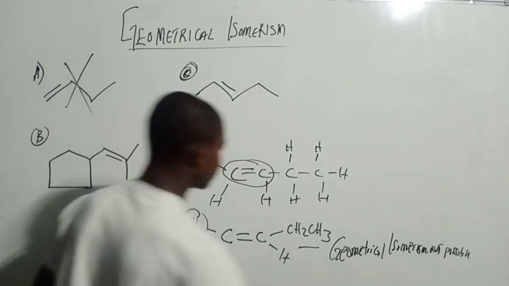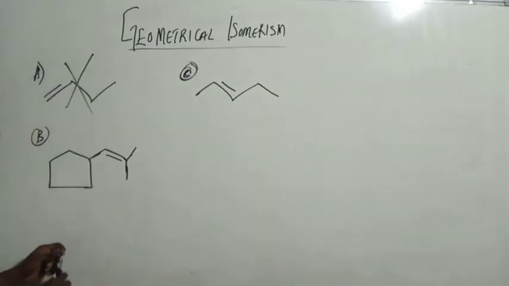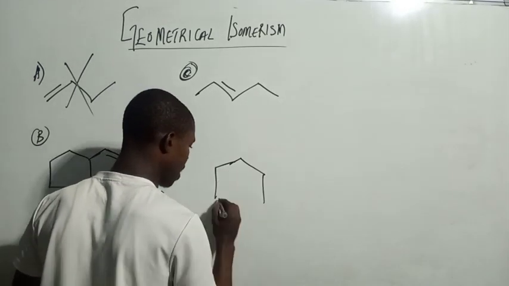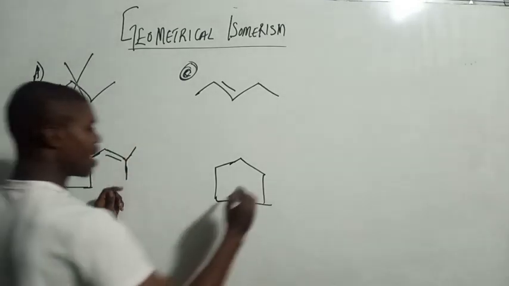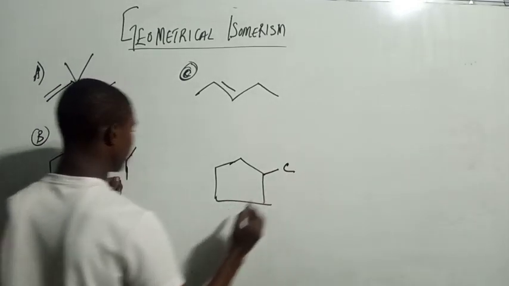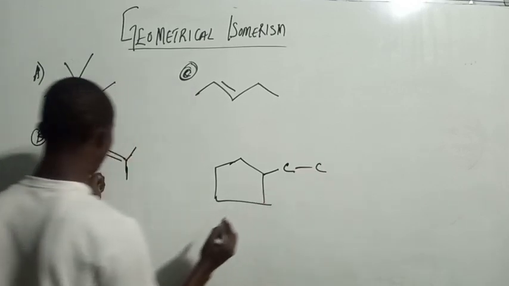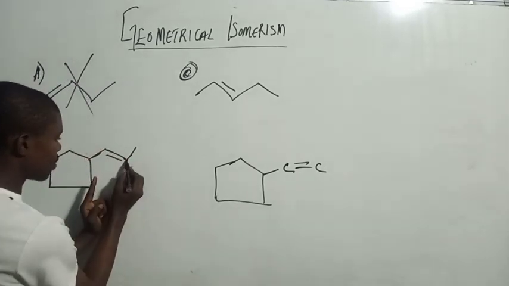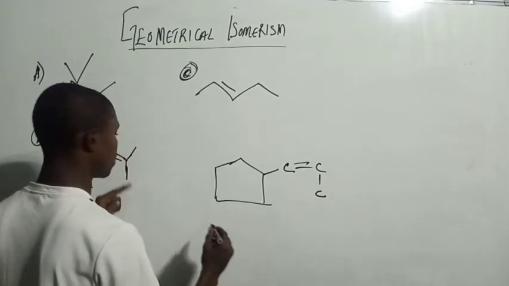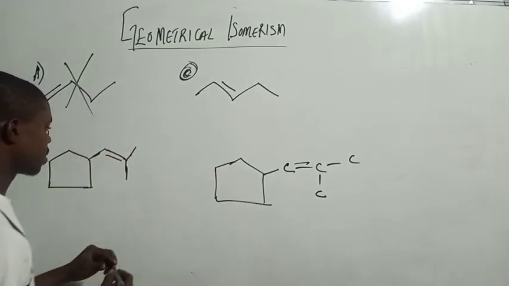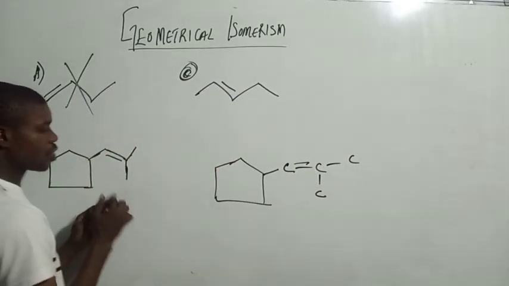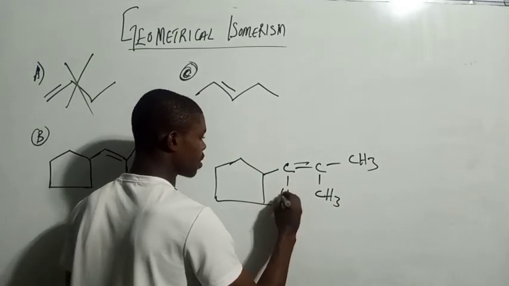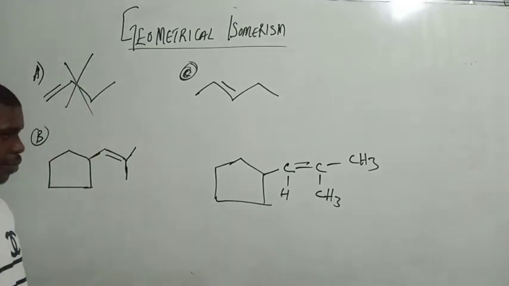Let's check this other one here. So let's look at this one here. So here we have a cyclo compound, right? Cyclo compound directly attached to this carbon. These 2 carbon atoms are carrying a double bond, right? Then this carbon atom here is carrying 1 carbon here, a carbon here. You get that? So if you look at this structure very well, you're going to have CH3, CH3, right? You're going to have hydrogen. Is geometrical isomerism possible?